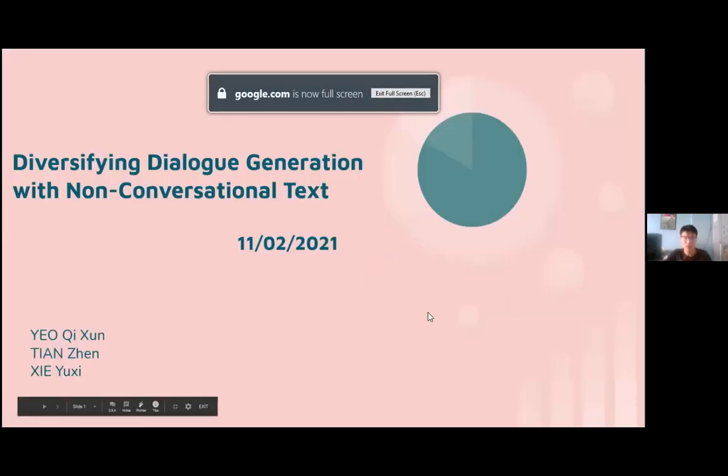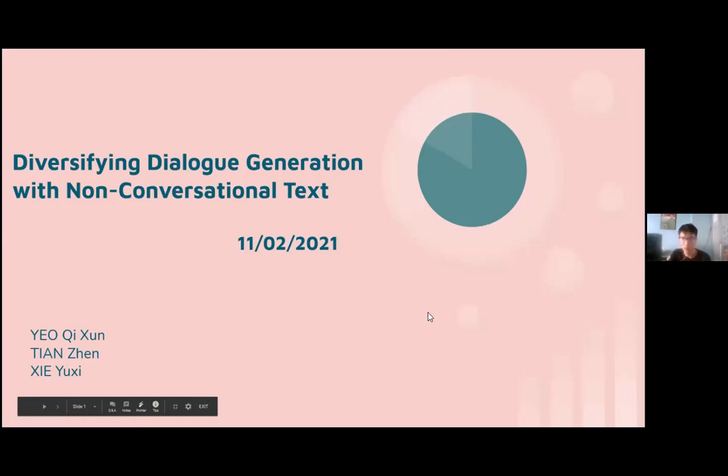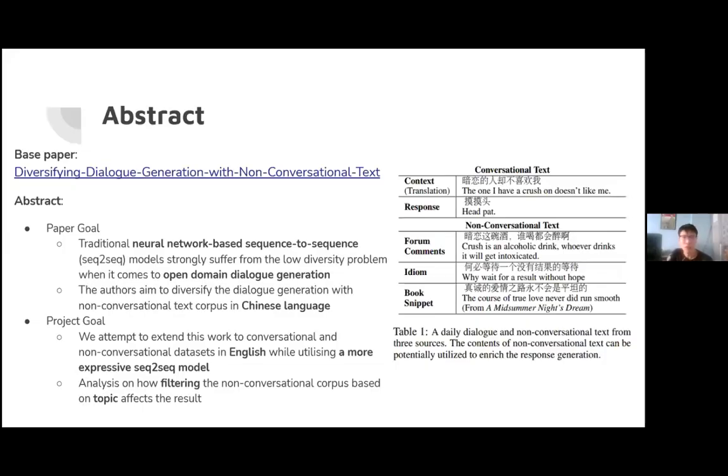Okay. So I'll just briefly go through. Yep. So for us, we are working on this particular paper called Diversifying Dialogue Generation with Non-Conversational Text. It's actually a paper done by researchers who are in Tencent. And let me just go through roughly what the paper is about.